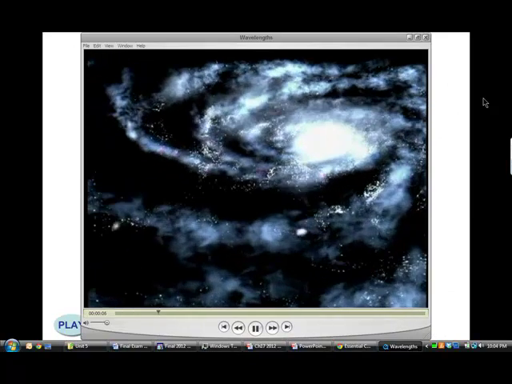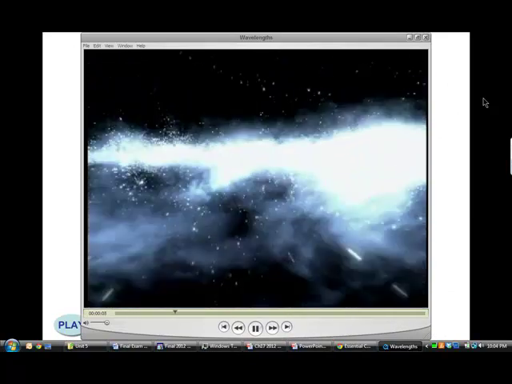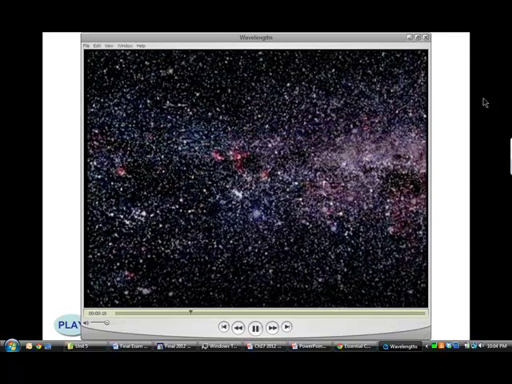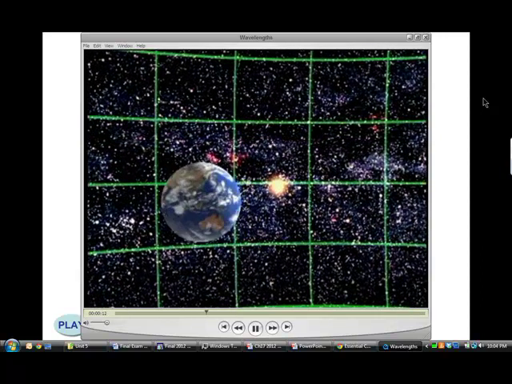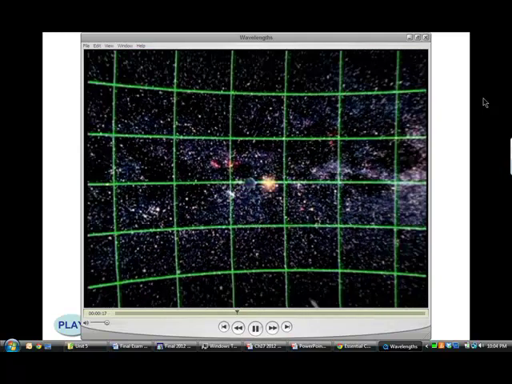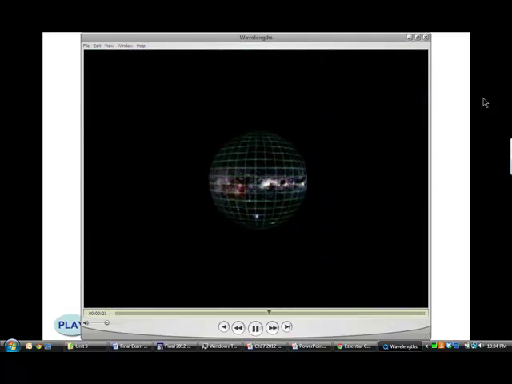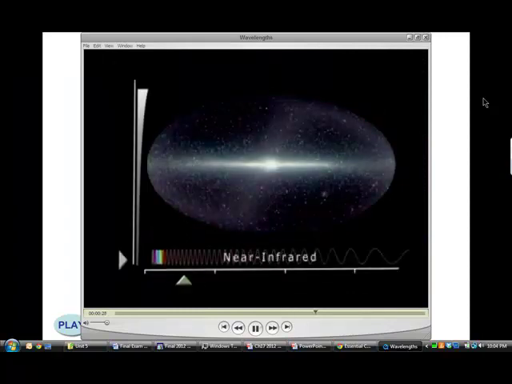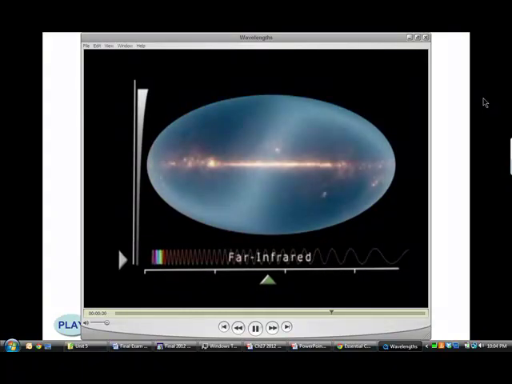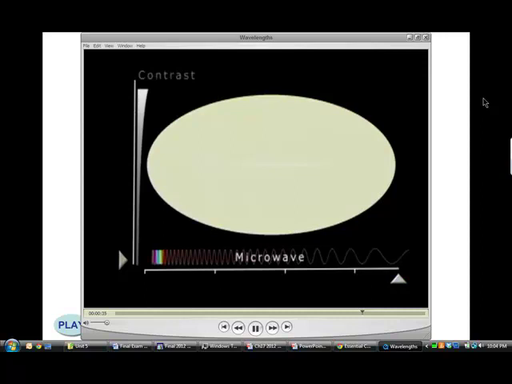Looking down, finding the Earth or our star system in the disk of the Milky Way galaxy. There's the fabric of space-time. So we can map from our perspective a fair bit of this visible information, which would be the Milky Way galaxy. Visible, infrared, near infrared, far infrared, longer wavelength. Increase the contrast.